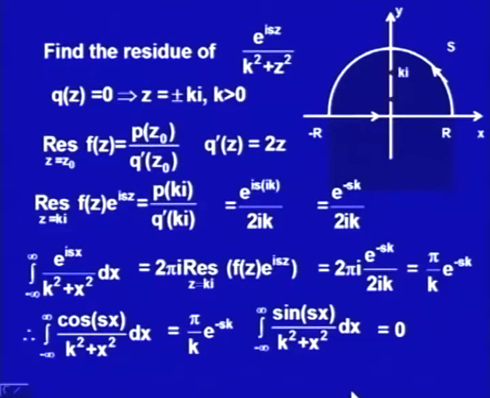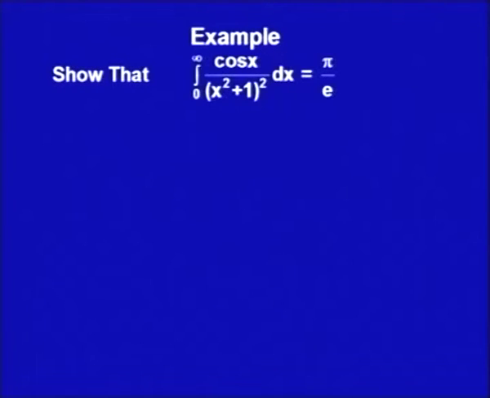Now, let us do one more example. And these formulas would be valid when s is positive and k is positive. So let us do one more example of this kind. Show that the integral from 0 to infinity of cos x upon (x square plus 1) whole square dx is pi upon e. So now we have to prove this formula.